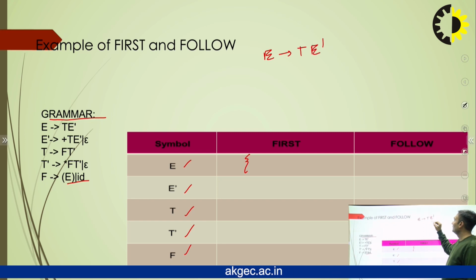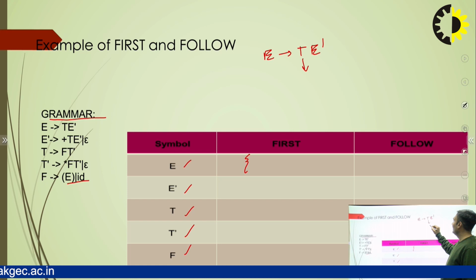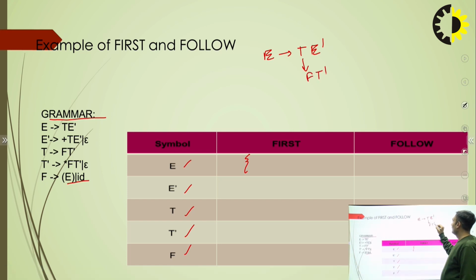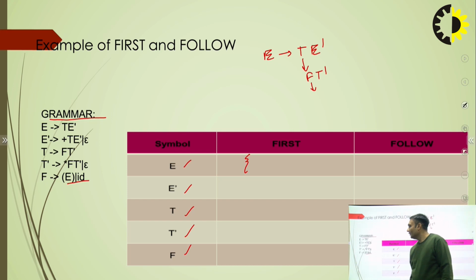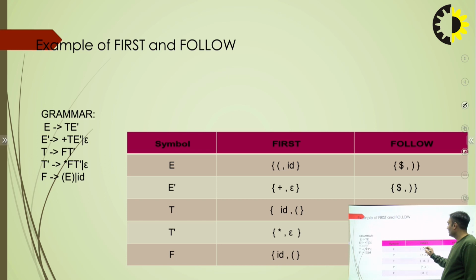We will write like this. There is a T in this right hand side. So T is generating F T dash. F is again a non-terminal. Then what is F generating? F is generating this open bracket. So the open bracket will be the first of this E. Right? So you can see the open bracket will be the first of this E.